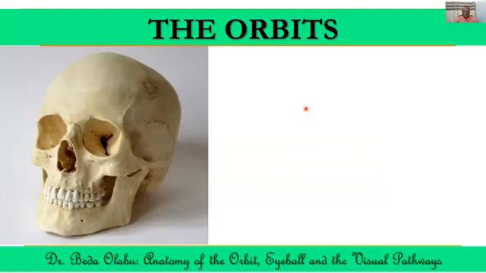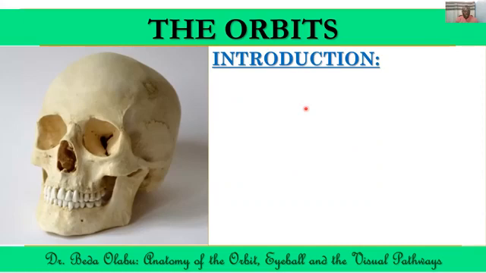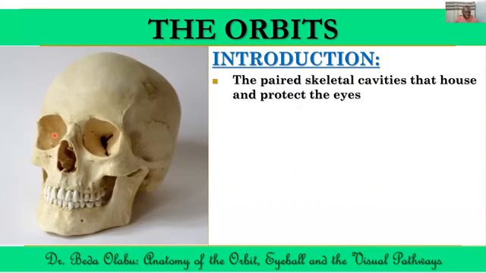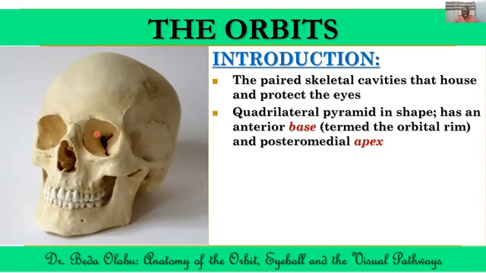Maybe before we look at the orbital walls, it's good to define what the orbit is. So the orbit are these paired skeletal cavities that are in front of the cranium. And we know that they house the eyes and therefore also protect them. In terms of their shape, they are quadrilateral, which means there are four sides, but they're also pyramidal, which means there's a base which is broader and an apex that is narrower.